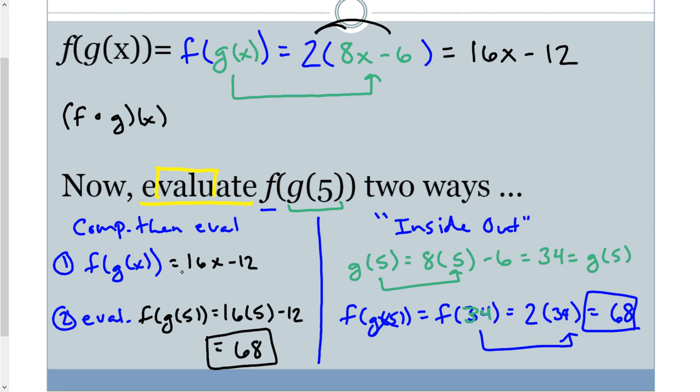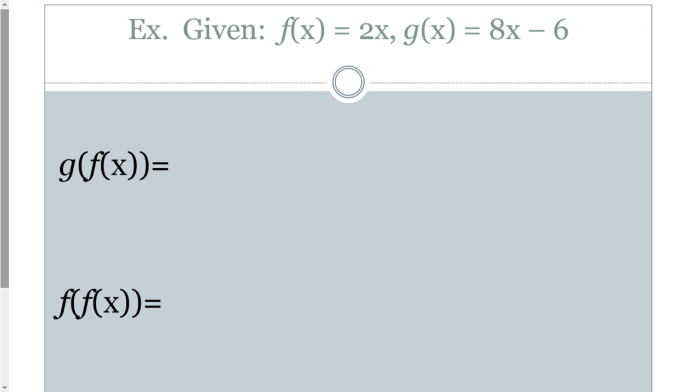So my suggestion would be, if you're going to do it from scratch, you could do compose and evaluate. But I think it's personally easier to do inside out, but you have the option of choosing which way you think is easiest for you. All right, so let's take a look at a few more examples of doing these different compositions.